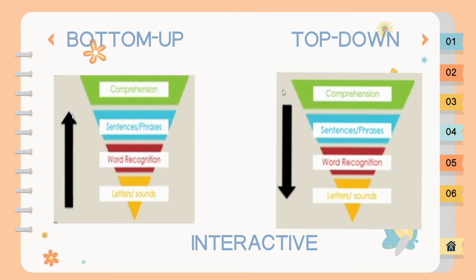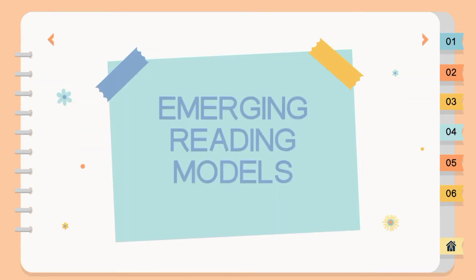So the bottom-up is working from parts to whole. It starts with letters and word recognition, then understanding words, then understanding the sentences, and finally understanding the whole. So the top-down is the opposite of the bottom-up. The interactive is the combination of these two models. So now let's proceed to emerging reading models.